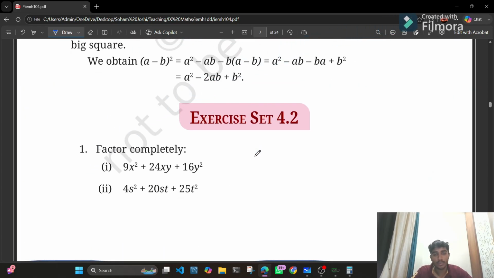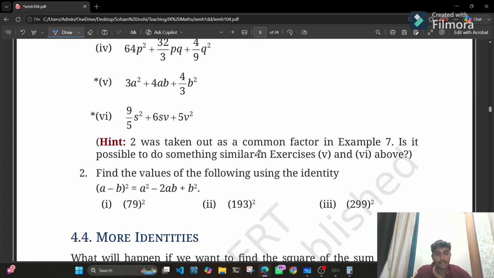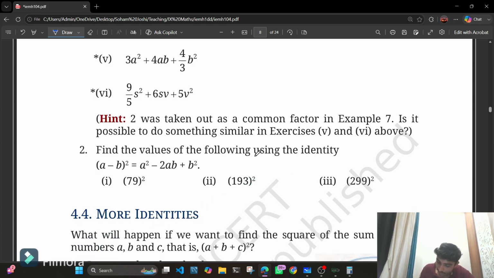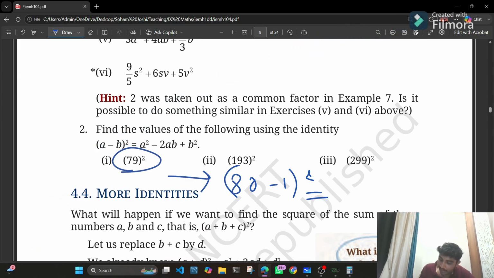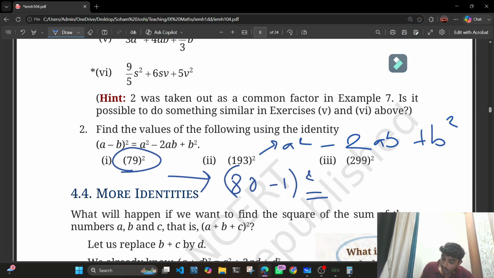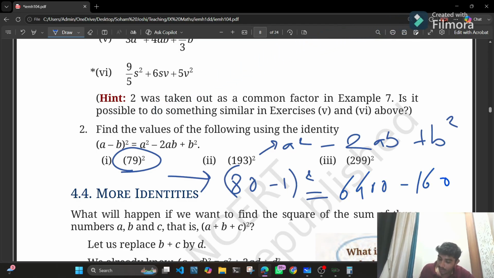Next up, we have exercise 4.2 that focuses mostly on the a minus b whole square identity. For example, we'll just see one example, that is 79 whole square. Okay, so 79 we can write as 80 minus 1 whole square, right? So this is equal to a square minus 2ab plus b square. So now a is equal to 80 and b is equal to 1. So 80 square is 6400, minus 2 into 80 into 1, so that is 160, plus b square, that is 1.